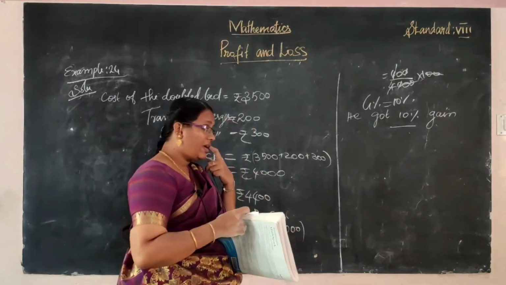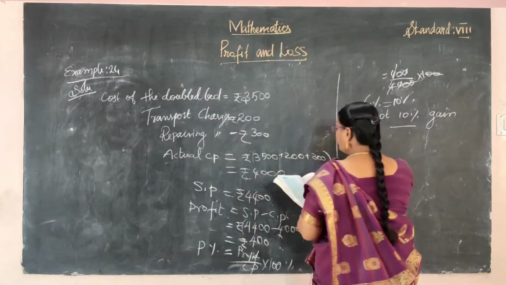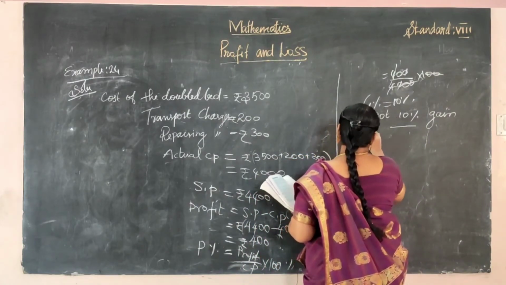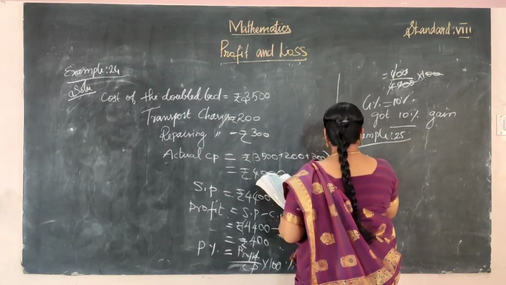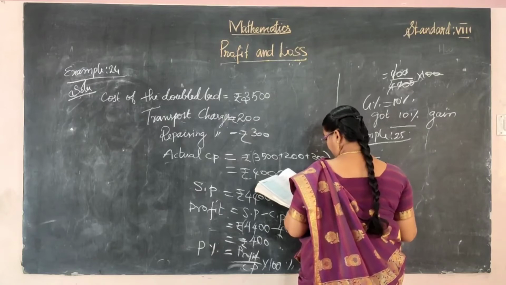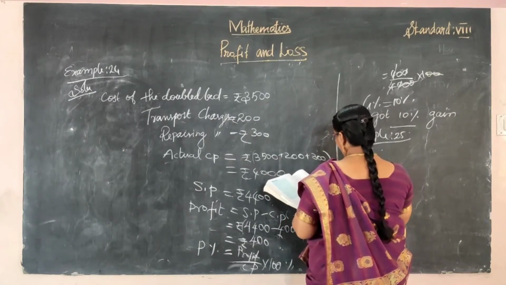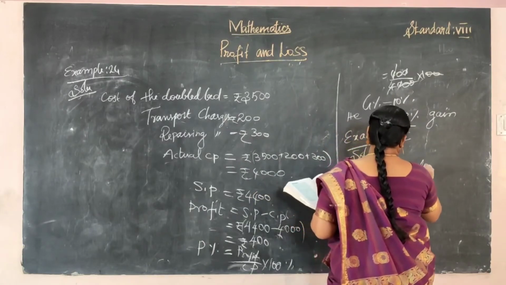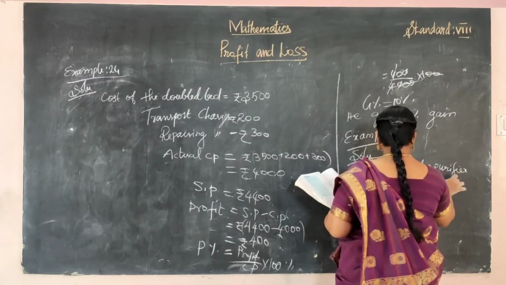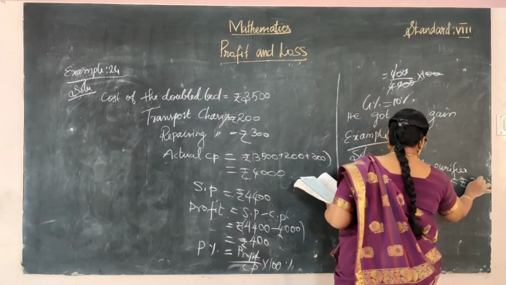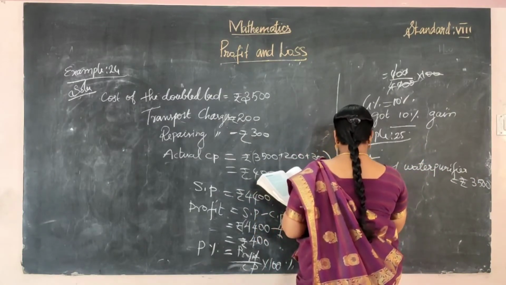Okay, so we have to find out the selling price or selling amount. Okay, so example 25 solution. So what are the data given? Cost price of water purifier is equal to rupees 3,500. Okay, and next one, he spent repairing charges.